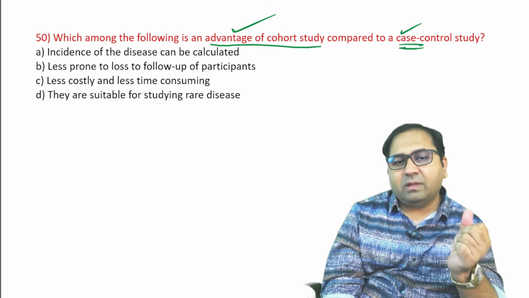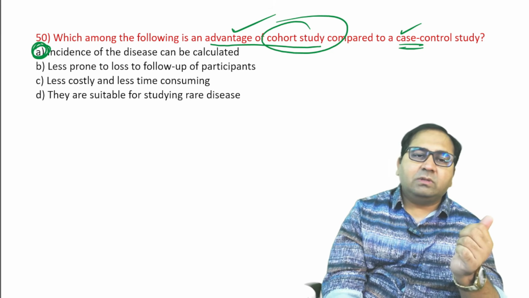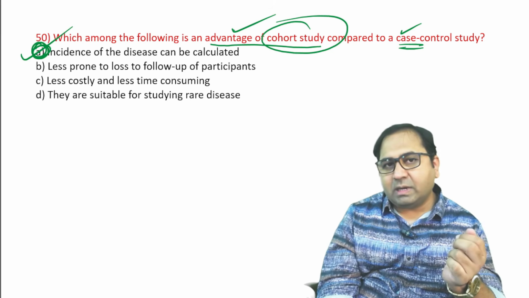We know the answer. The advantage of cohort study is that the incidence of disease can be calculated. So this is the answer for this question. Please remember the question and also the answer.